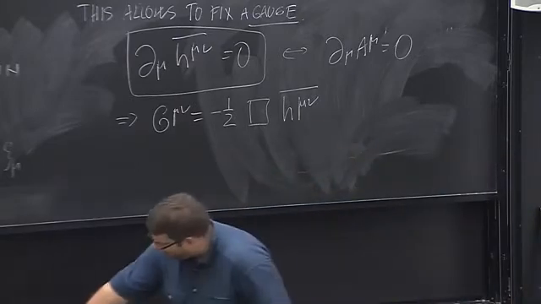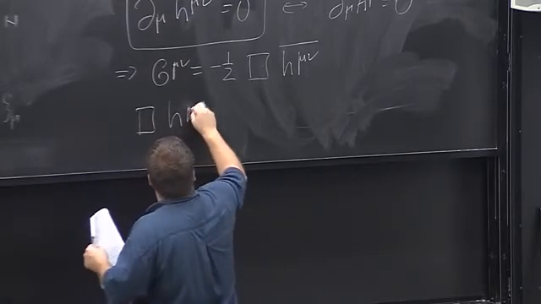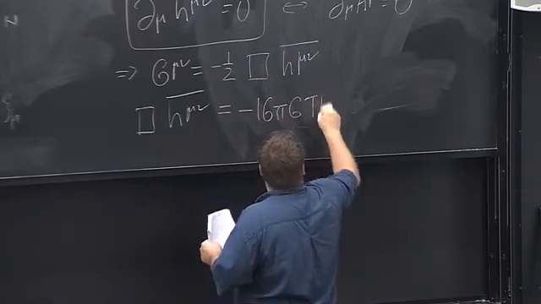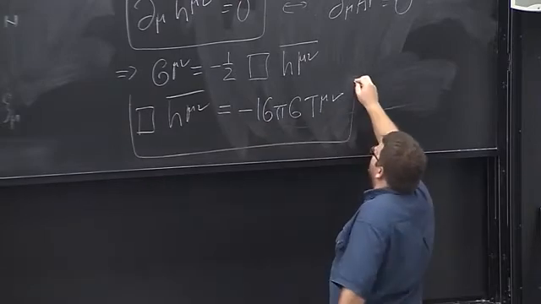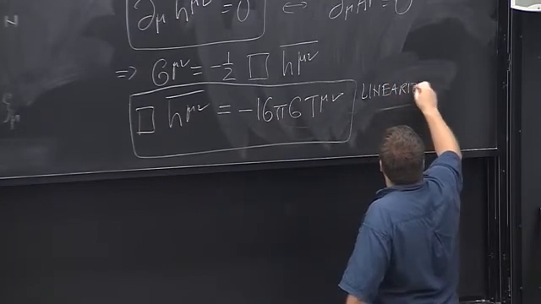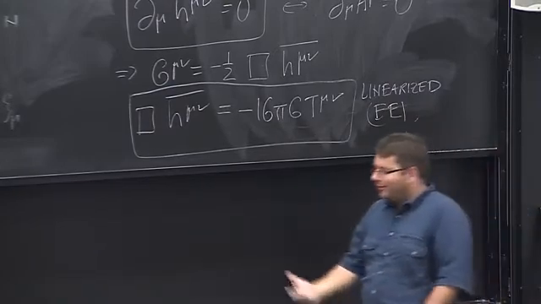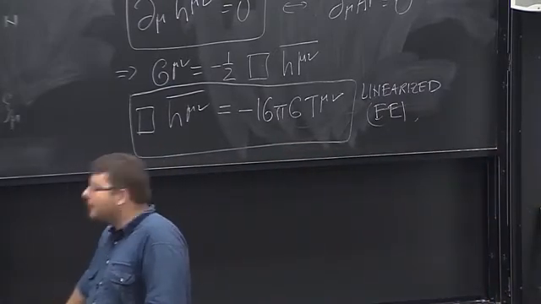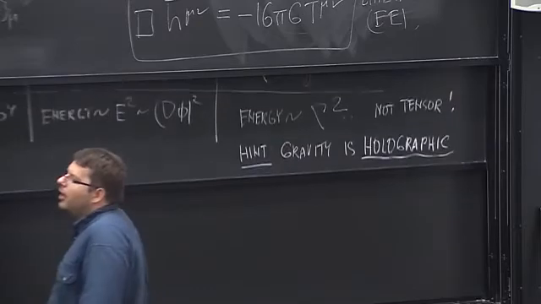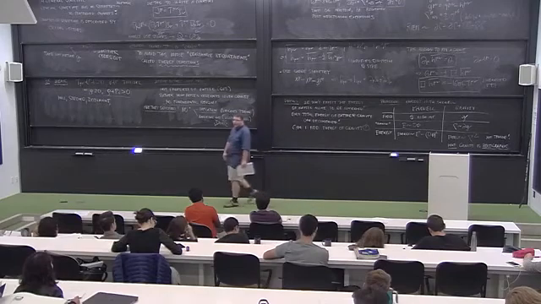And so your linearized Einstein equations are simply box on h mu nu bar equals minus 16 pi G T mu nu. This is the linearized Einstein equation. Isn't this beautiful? You started with something highly nonlinear, and then you linearize it, and you arrive at something like the wave operator acting on h mu nu equals my source T mu nu.